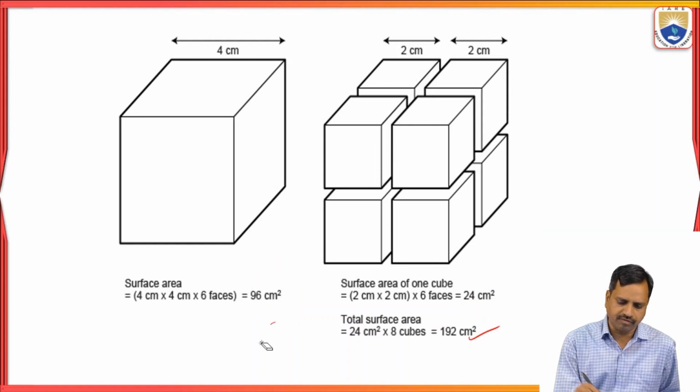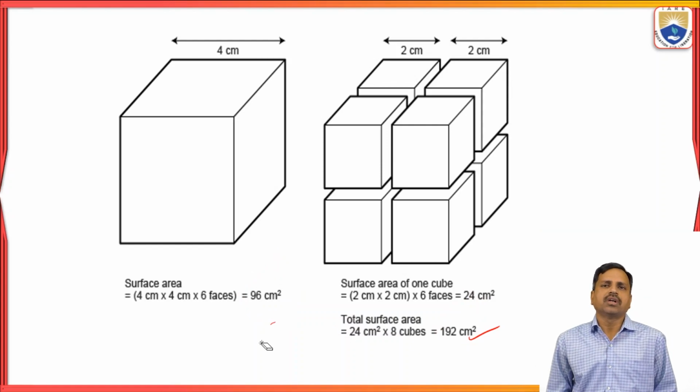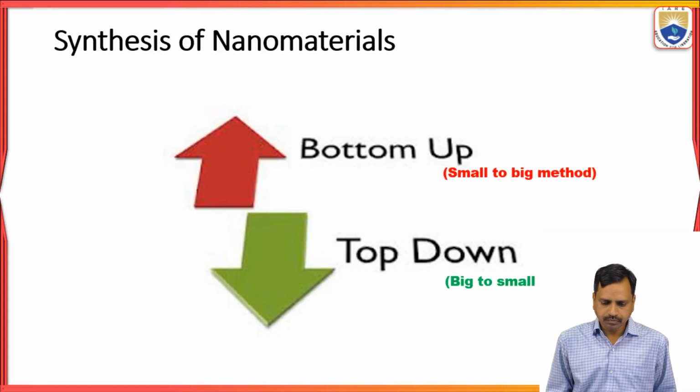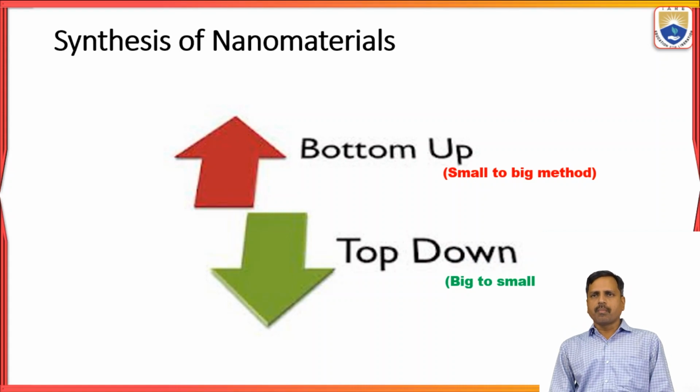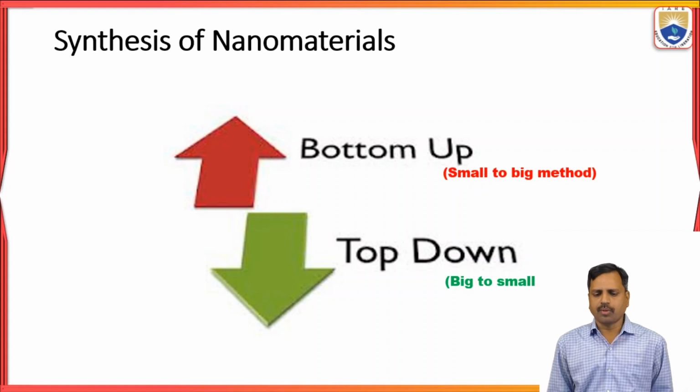Instead of 1 kg of normal bulk material, if we use even 250 grams of the nano catalyst, that will be very useful. And these are the synthetic methods of nanomaterials: the bottom up approach and the top down approach. Bottom up means small to big, and top down means big to small.